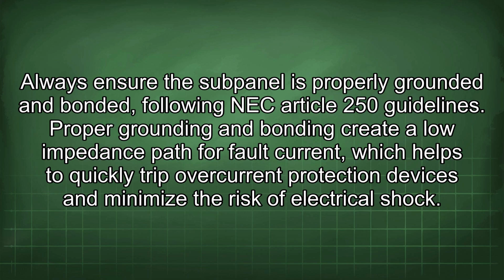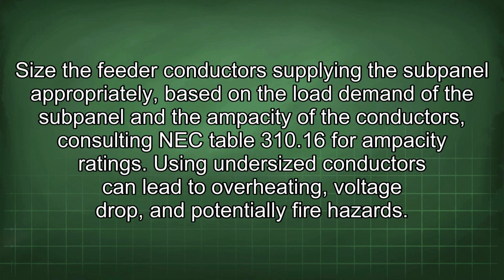Proper grounding and bonding create a low impedance path for fault current, which helps to quickly trip overcurrent protection devices and minimize the risk of electrical shock. Size the feeder conductors supplying the subpanel appropriately, based on the load demand of the subpanel and the ampacity of the conductors, consulting NEC Table 310.16 for ampacity ratings. Using undersized conductors can lead to overheating, voltage drop, and potentially fire hazards.